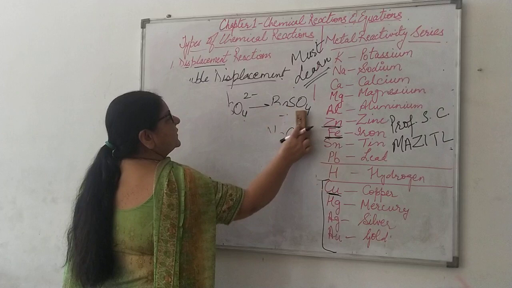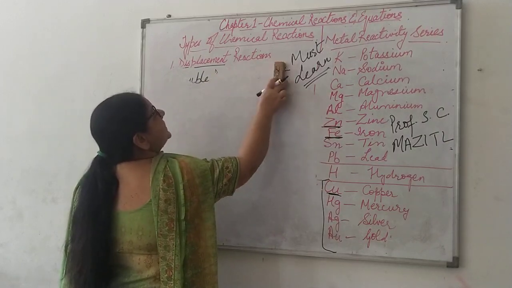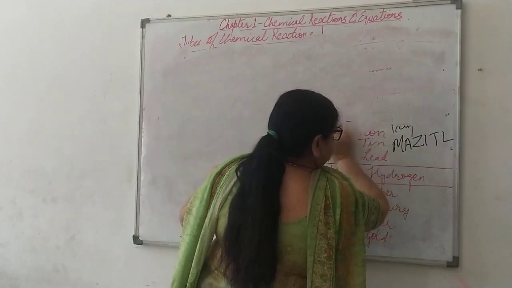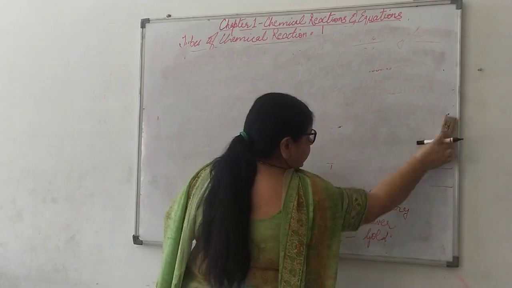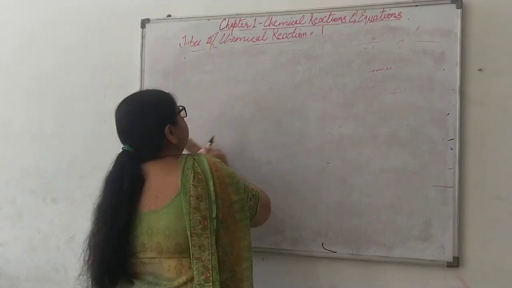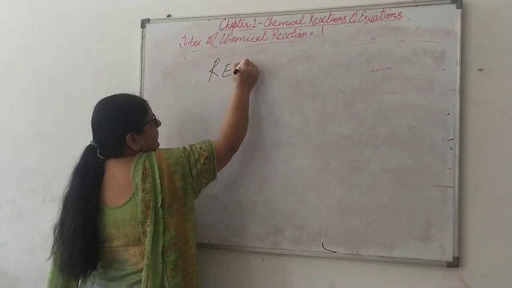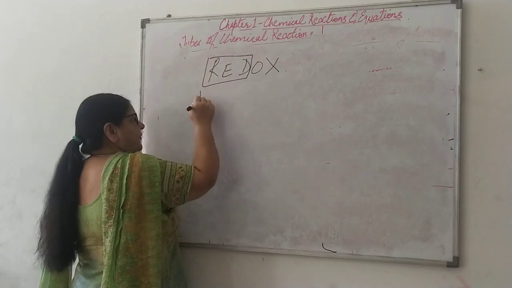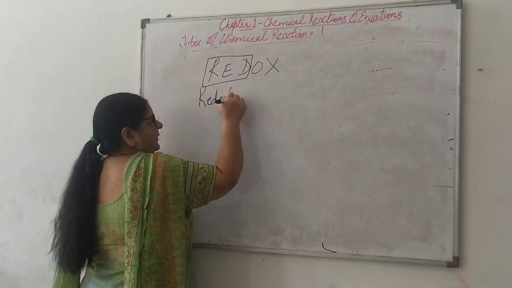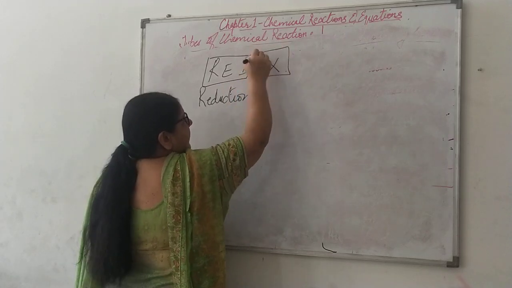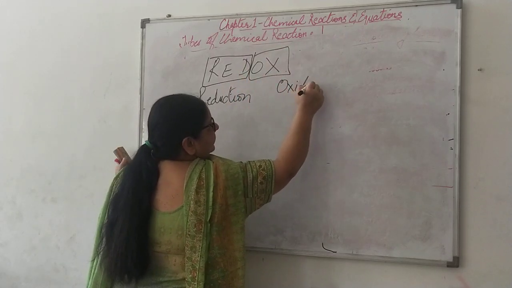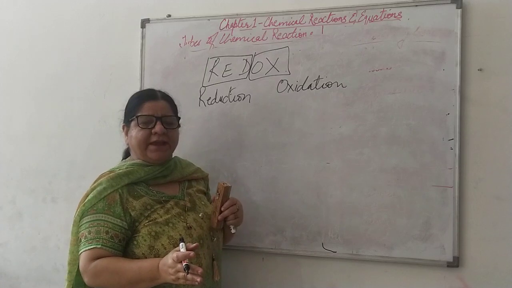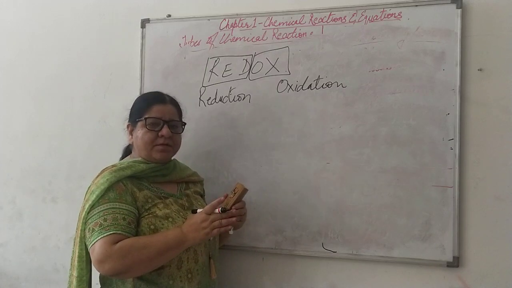Next is the redox reaction, a very important one indeed. Now what is this redox reaction? Redox is formed by two words. Redox reaction. R-E-D stands for reduction, and OX stands for oxidation. That means in this reaction, oxidation is taking place and reduction is also taking place.